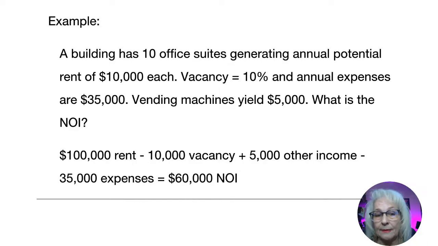And then we subtract the annual expenses, the operating expenses. So we're looking here per year. What is the NOI? $100,000 rent minus $10,000 vacancy, since they have one vacant unit, plus $5,000 other income from the vending machine, washer and dryer. What else did I say? I forget. $35,000 expenses. That gives them a net operating income of $60,000.